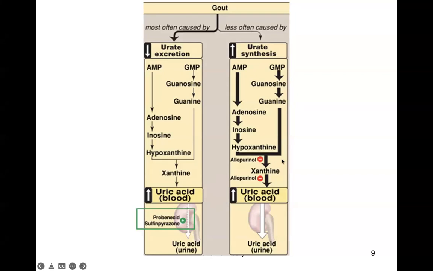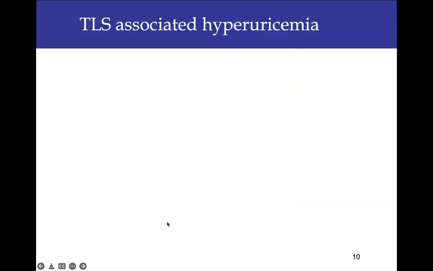Your first-line treatment is always going to be allopurinol, which is here, because it is an inhibitor of xanthine oxidase. So it's going to altogether prevent conversion of hypoxanthine and xanthine into uric acid. So this is your standard treatment. In some patients, you might want to use probenecid.